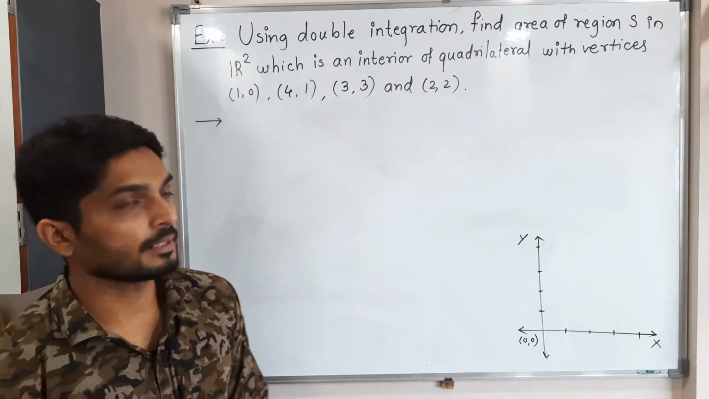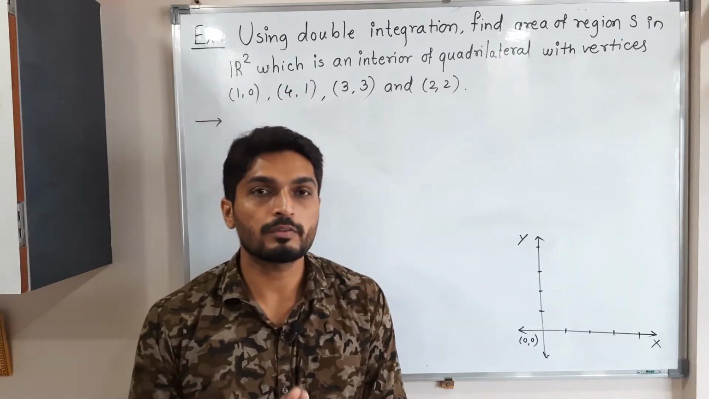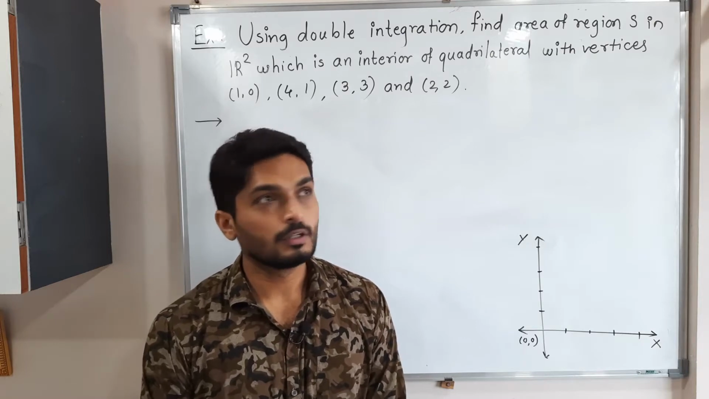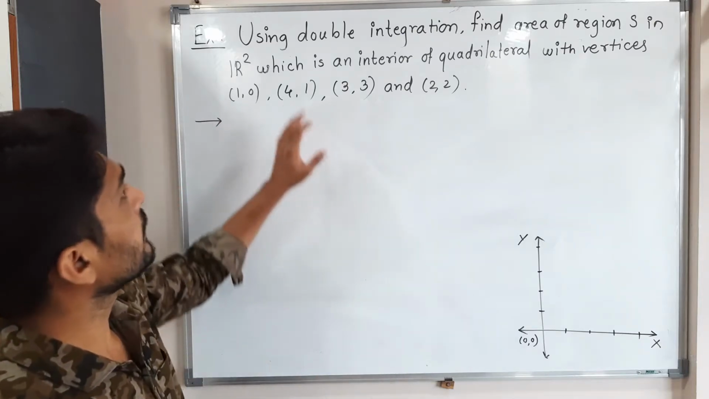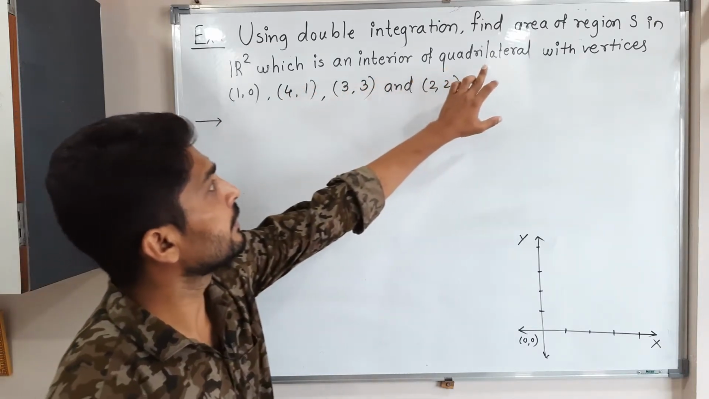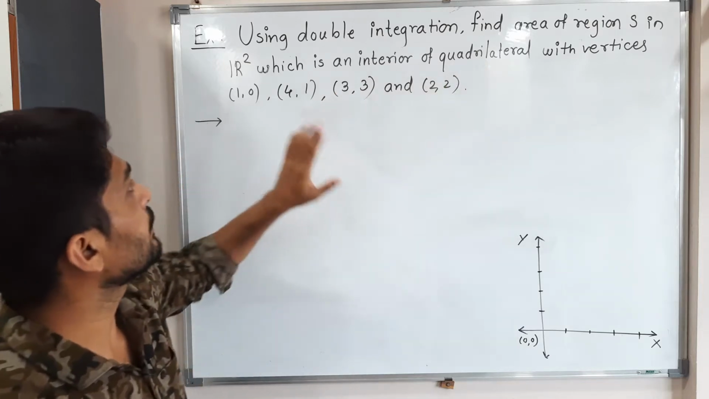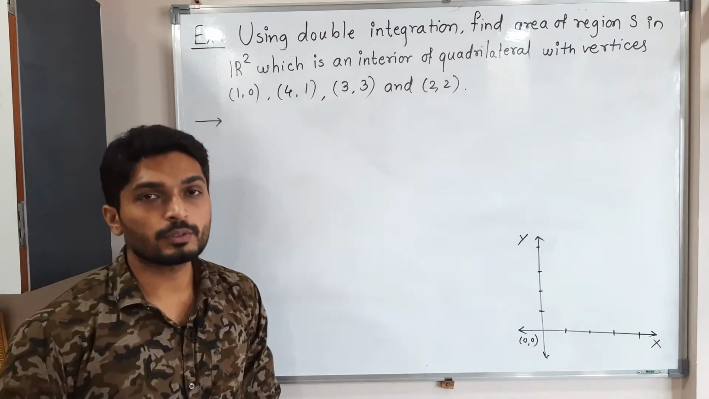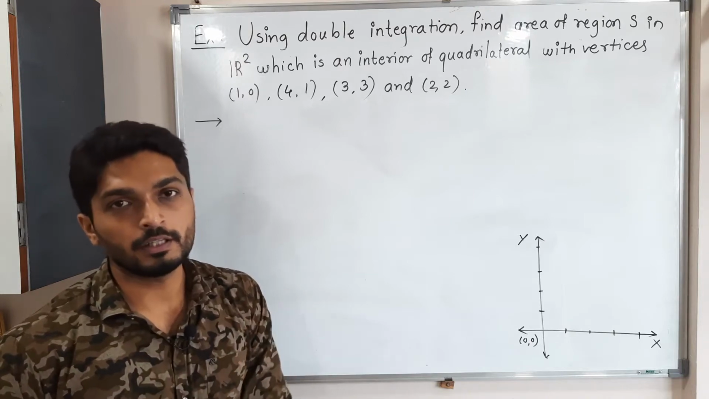So let us discuss this example of double integration. Here we have to find the area of a region. In this example, region S is the interior of a quadrilateral with given vertices. So let us draw the quadrilateral first. After that, we will think on it.